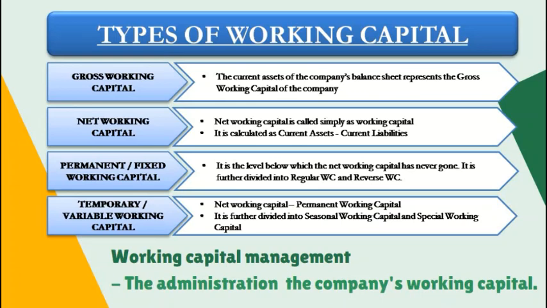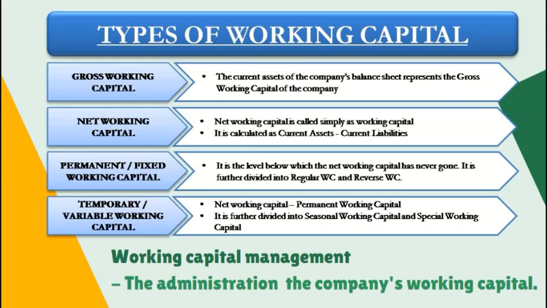And for the last, we have the temporary or variable working capital. So in here, net working capital less permanent working capital. It is further divided into seasonal working capital and special working capital. It is the excess amount a business needs over and above its permanent counterpart. It is related to the volume of production in a business. Since sales and production fluctuate throughout the year, working capital requirements may also vary.